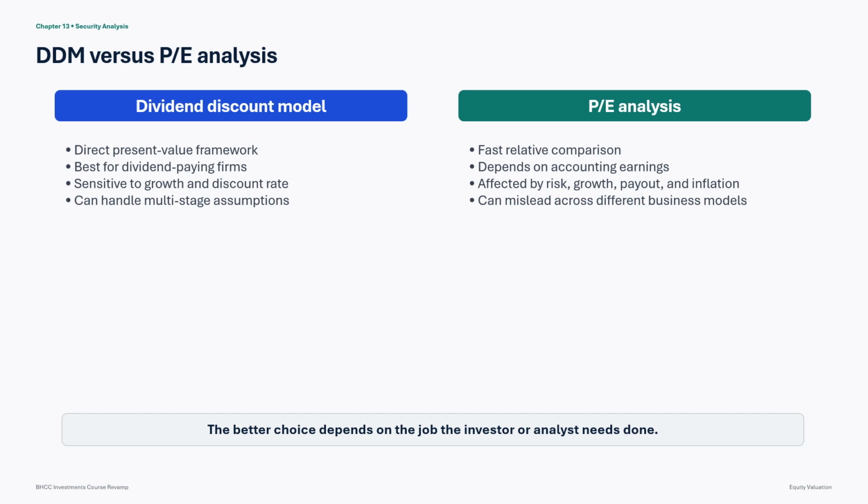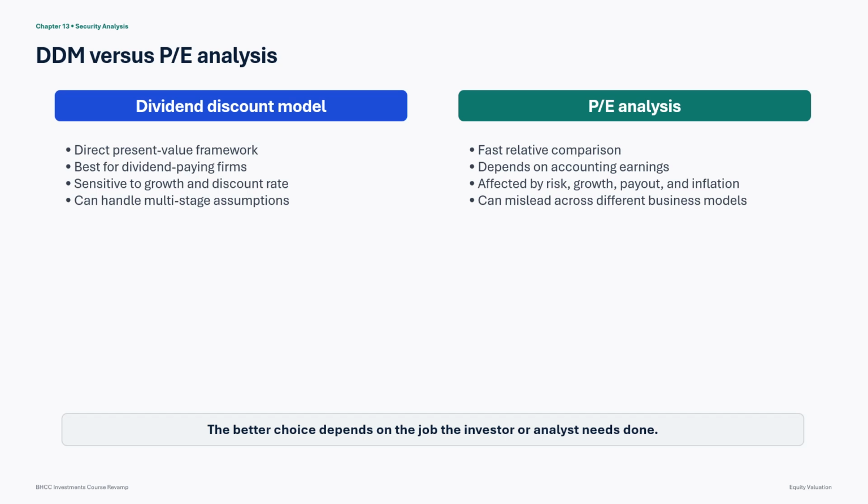The present value of growth opportunities adds another perspective. Start with the value of existing earnings, as if the firm had no valuable growth projects. Then add the value created by future reinvestment. Growth deserves a premium only when the company can invest at returns above its required return.